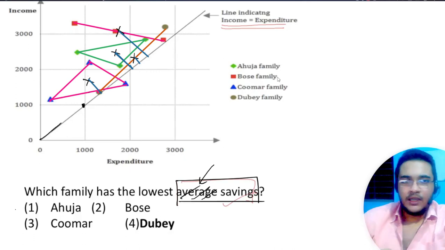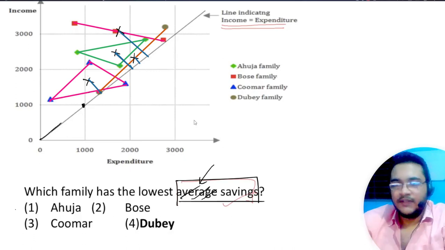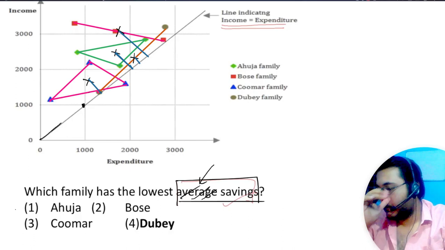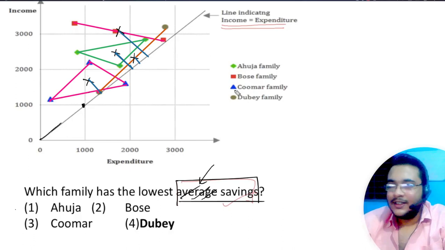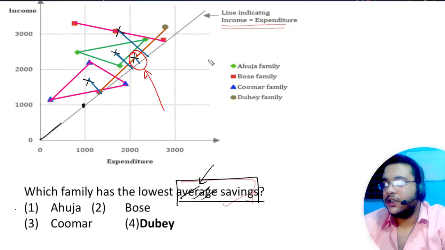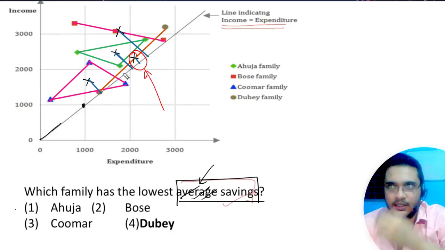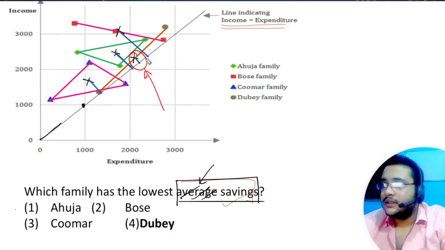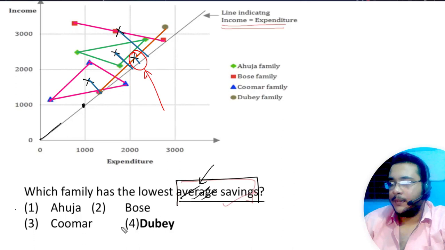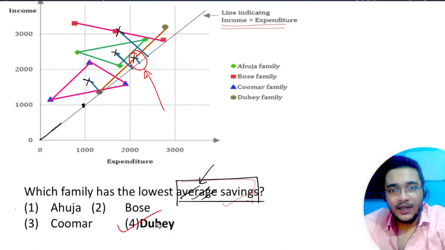So the family that is towards that line is going to have the lowest saving. Can you tell me now which is going to be that family? Obviously, I'm giving you time to think, to ponder. If you want to pause and think, that's your choice, but let me give you the answer. So this is going to be the answer. Obviously, you can see the straight lines also. And this one is indicated by the Dubey family. So the Dubey family has to be the answer to this question.